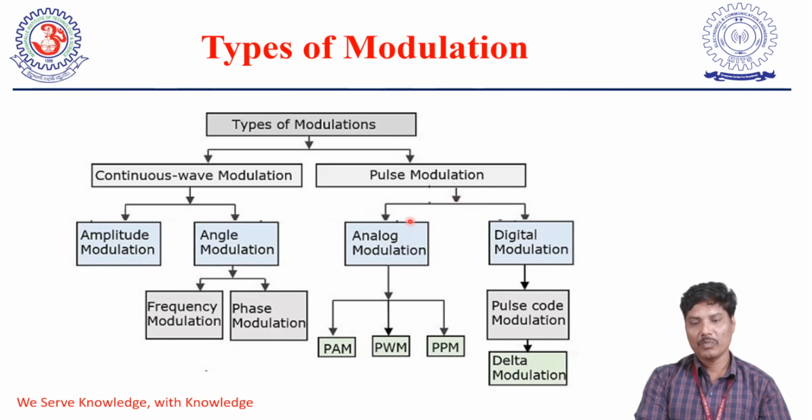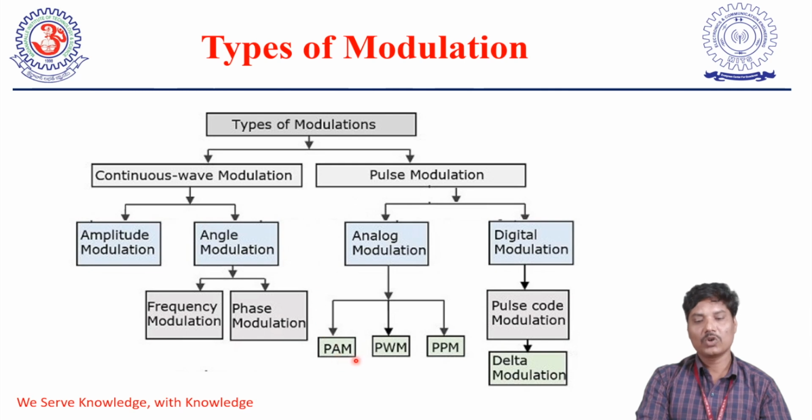These pulse modulations are again classified into two types: one is pulse analog modulation, another one is pulse digital modulation. In pulse analog modulation, the carrier consists of a train of pulses having characteristics: the pulse has amplitude, another characteristic is width, and another is the distance between the pulses, which is nothing but the position.